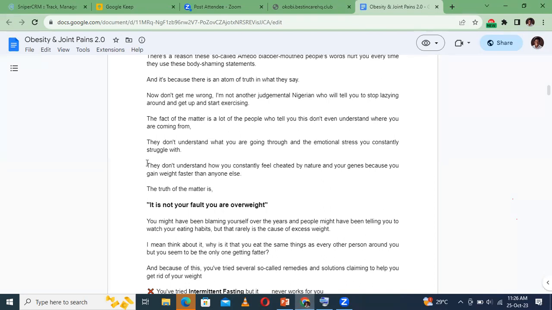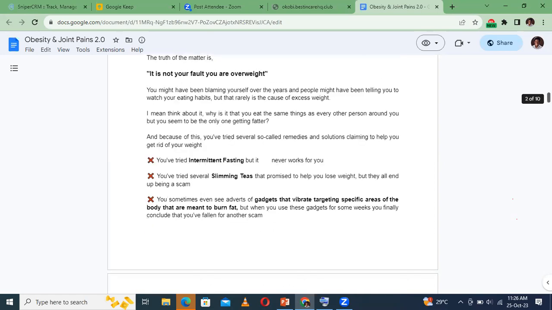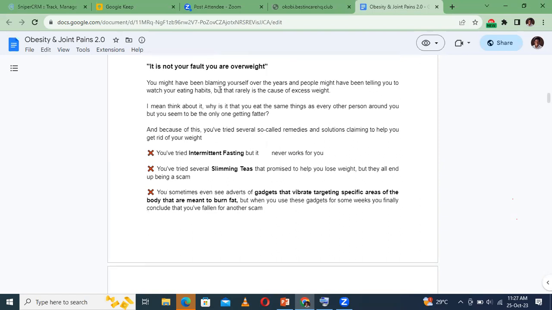They don't understand how you constantly feel cheated by nature and your genes because you gain weight faster than anyone else. The truth of the matter is, it is not your fault you are overweight. You might have been blaming yourself over the years, and people might have been telling you to watch your eating habits, but that really is not the cause of excess weight. I mean, think about the other people around you, but you seem to be the only one getting fatter. Who can tell me why I added this? It's a very simple reason actually, but I want to know if you guys will understand.